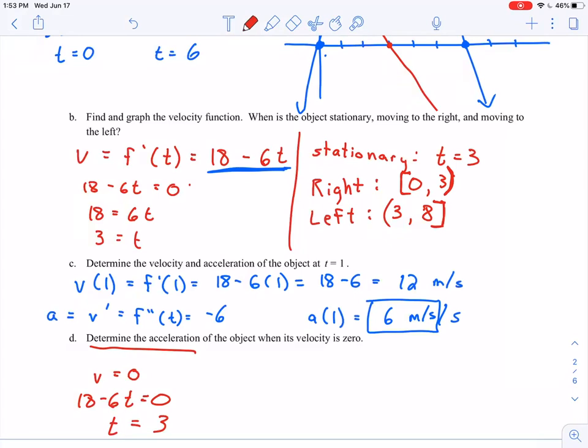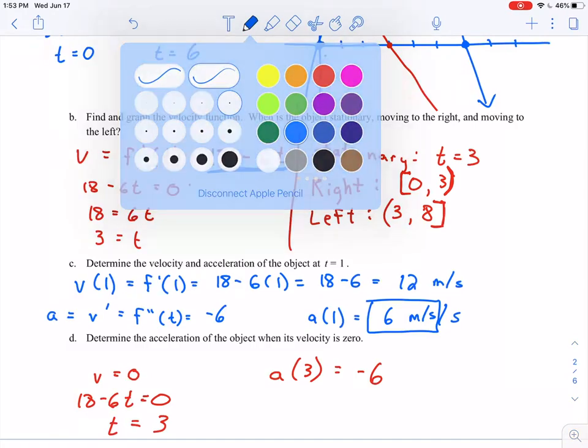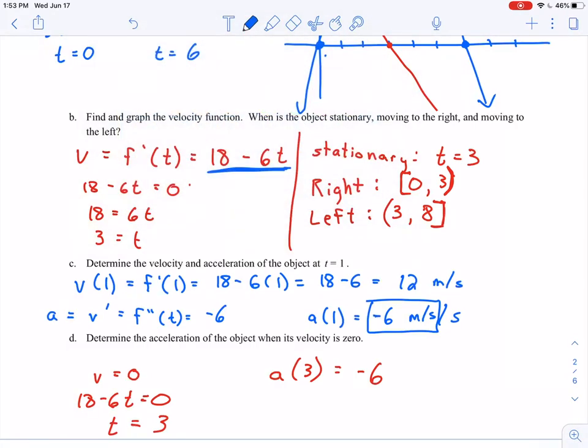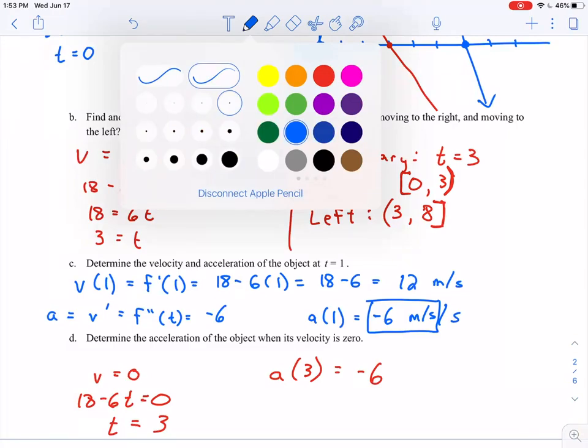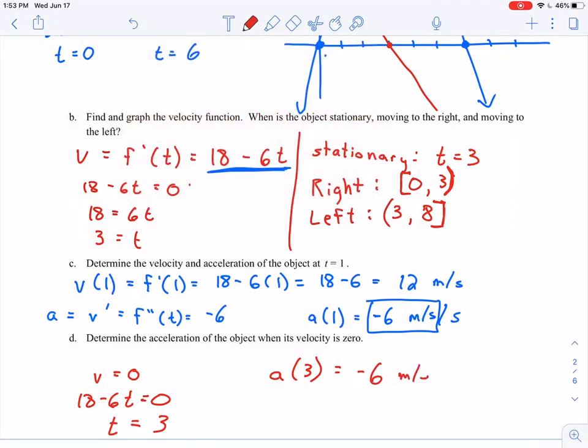If I want to determine the acceleration at that point, it's kind of silly because our acceleration is a constant function, but if we wanted to determine our acceleration at time equals 3, I would plug that into my acceleration function, which is right here, -6. So that would just be -6. Oops, just realized I erased my negative sign earlier. So -6, and then what are my units here? Meters per second squared. So there's my acceleration when the velocity is 0.